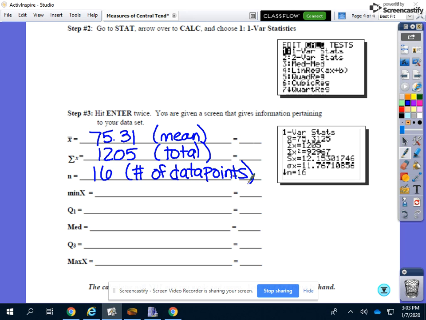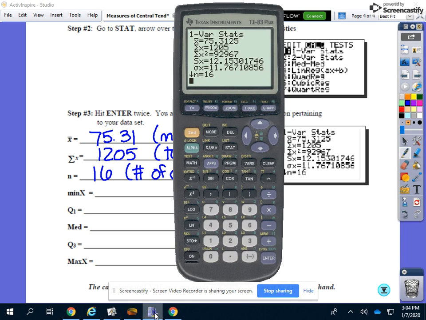The next term says min x. This represents the minimum in your data set, also known as your smallest number. To get to your minimum, you will have to scroll down. As you can see on this screen, you can see min x, which is your minimum, Q1, which is your quartile 1, med, which is your median, Q3, which is your quartile 3, and max x, which is your maximum or largest number. Now record this data onto your paper.